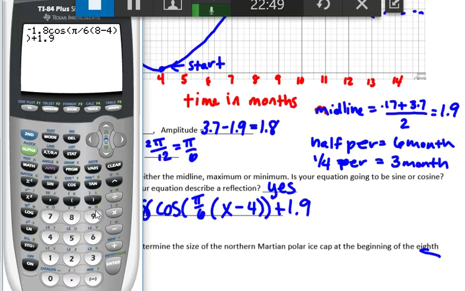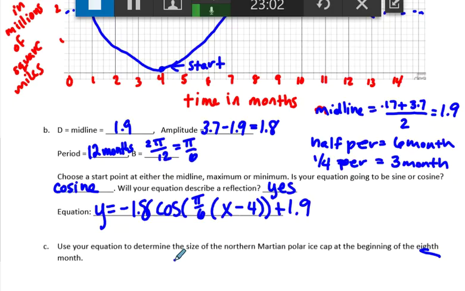All right, so I think I typed it in correctly. Let me know if you get the same answer as me. All right, anybody else get 2.8? Good, now is that 2.8 square miles? What is that? Would that make sense for the polar ice cap to be 2.8 square miles? 2.8 million. Thank you. 2.8 million square miles.